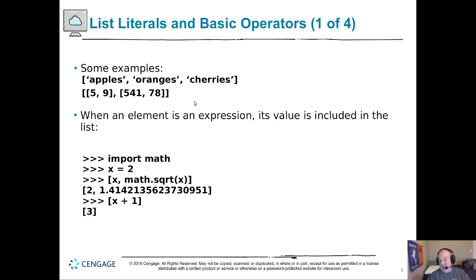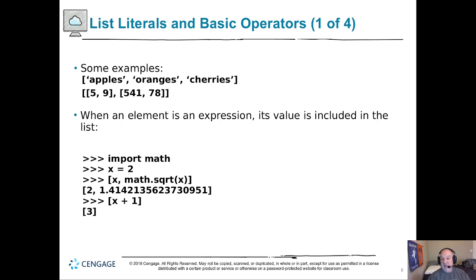Simple example, a couple of examples. One of them is just a collection of fruits. Notice they're all strings in single quotes. It has 3 elements in it. The valid indexes would be 0 for apples, 1 for oranges, 2 for cherries. The next one is a list of lists. It contains coordinates, basically. The first one in the list is another list that contains 5 and 9. The second one in the list is another list that contains 541 and 78.